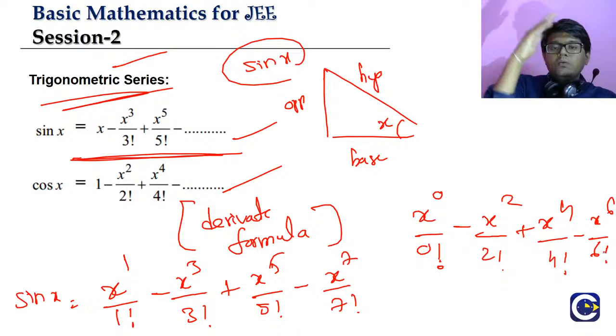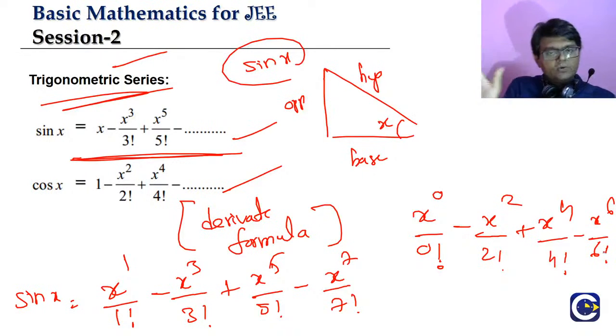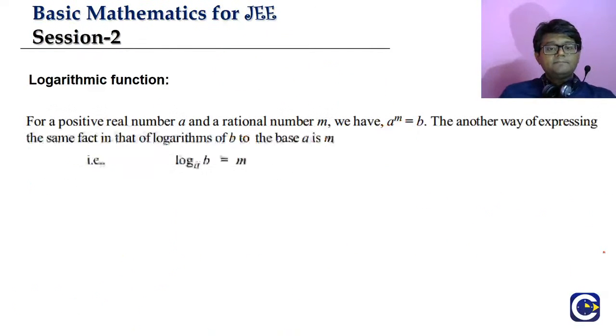Cos means what? Only the even powers of x will come, including 0, starting from 0 actually. Whatever is the power, the same factorial will come in the denominator. And in both sin expansion and cos expansion, first term positive, second term negative, third term positive, fourth term negative, like that. Okay, so just try to remember it like this.